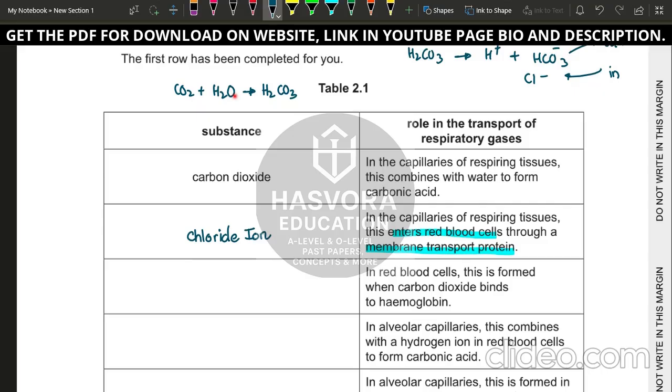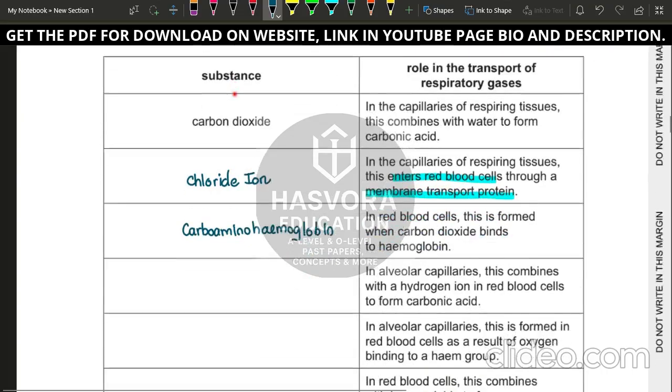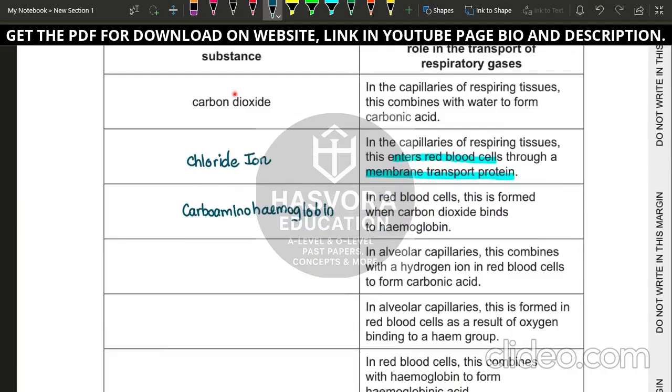Then the third one says in the red blood cells, this is formed when the carbon dioxide binds to the hemoglobin. So you should know this, that the carbon dioxide binds to the hemoglobin to form the carboaminohemoglobin. Okay, so most of the students confuse it with the carboxyhemoglobin. There is nothing known as carboxyhemoglobin. So when the carbon dioxide combines with the hemoglobin, it forms carboaminohemoglobin.